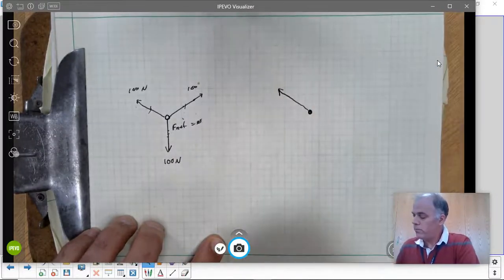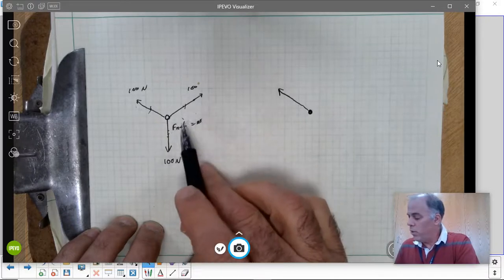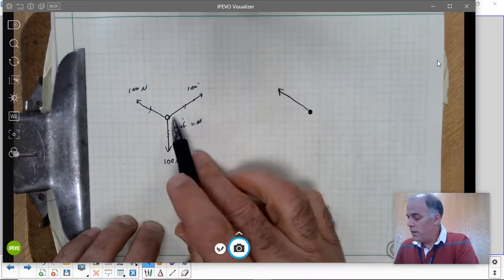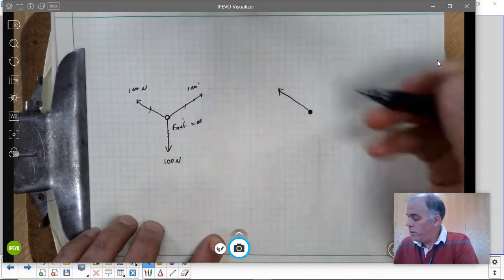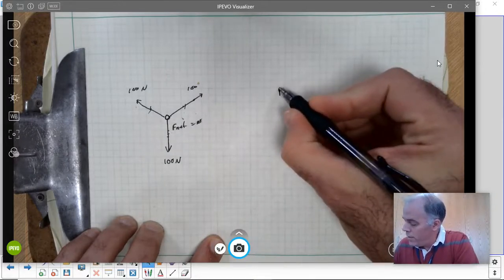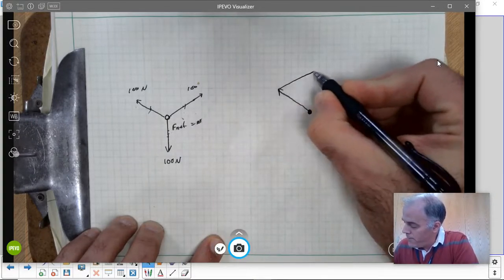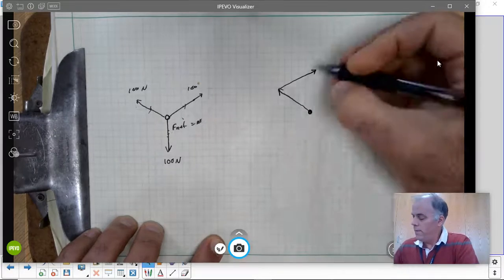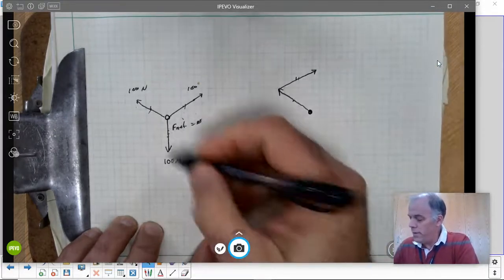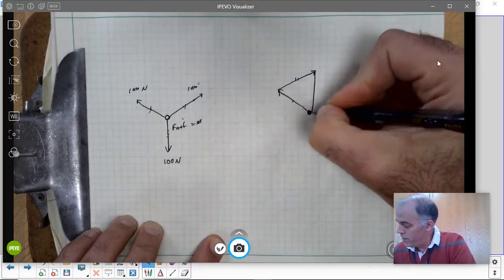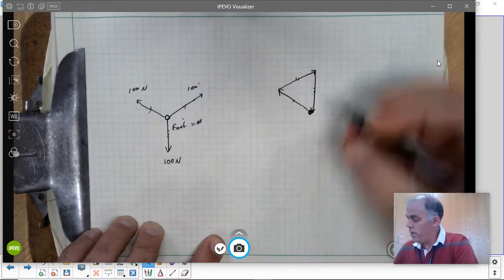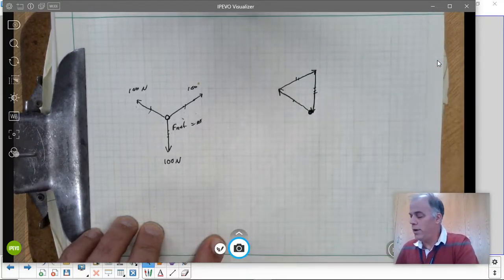100 newtons. Then we are going to go with the second one here, which is going to go out in this direction, also 100 newtons. That's the second one. That was the first one. And then we're going to take the third one, comes down here. That's the third one, also 100 newtons.